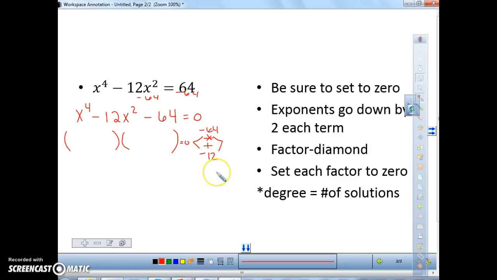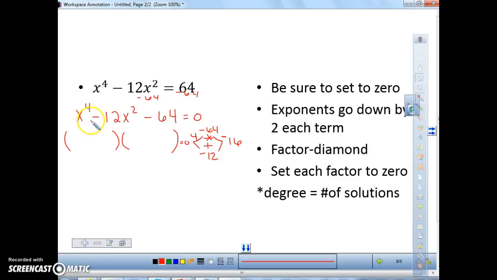Well, we have to add up to get negative 12, though. I hope I wrote that in. I think it's 16 and what? 16 and negative 4? Well, which one would have to be negative? We want to get negative 12. So the 16 has to be the negative.